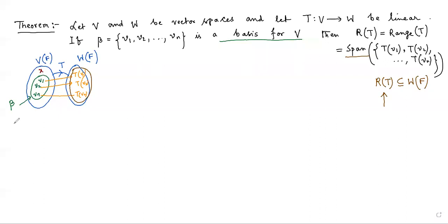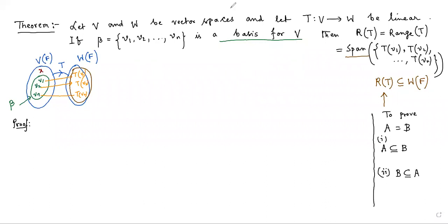So how to prove this result? Let me show this to you first. We know that if I want to show that A is equal to B, where A and B are two sets, then we need to show, number one, that A is a subset of B, and number two, that B is a subset of A. If these two simultaneously happen, then we say that A is equal to B.